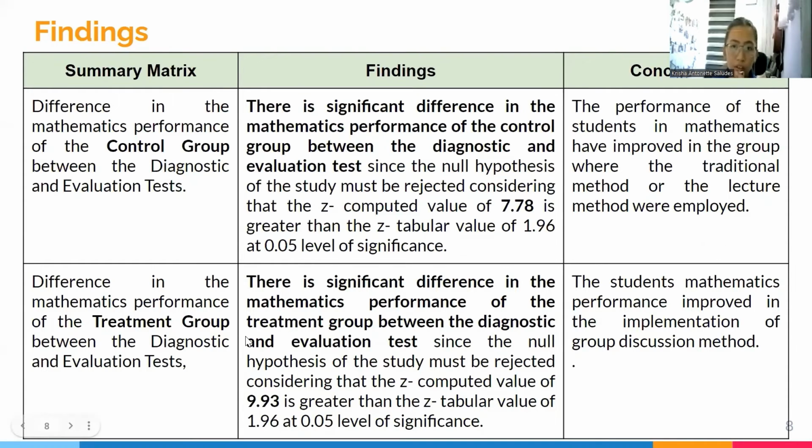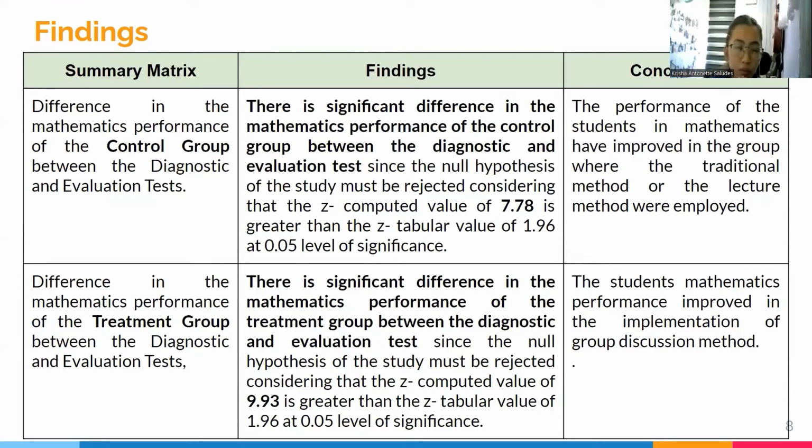So we can notice here that both the lecture method and group discussion method improve the performance of the students in mathematics. However, the z-computed value of the control group between the diagnostic test and evaluation test is 7.78, while the treatment group has a z-computed value of 9.93, which is greater than that of the control group. So this means that the group discussion method is more effective in improving the performance of the students in mathematics in the online learning.